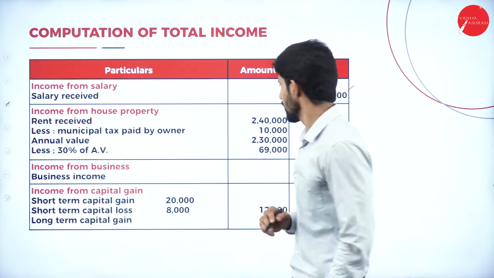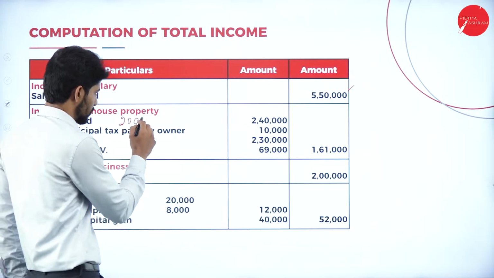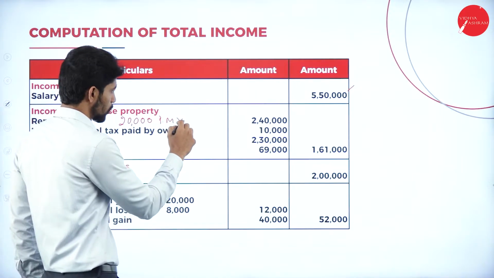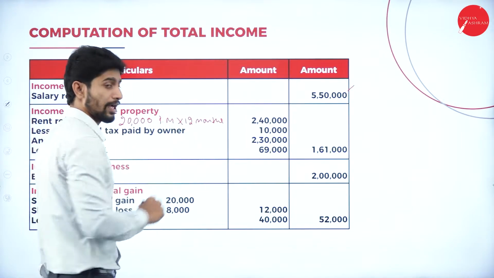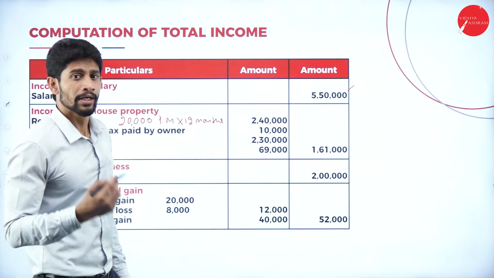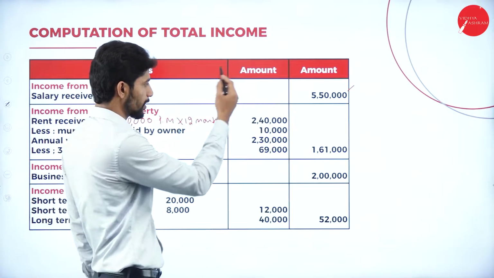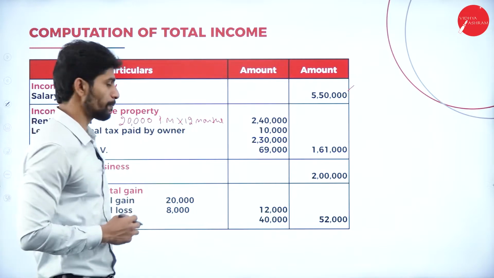What is the rent received? The rent received is rupees 20,000 per month. Rupees 20,000 per month into 12 months we are supposed to compute. In a year we have 12 months and we will be receiving the rent for 12 months. So 20,000 into 12 months, you will get 2,40,000.